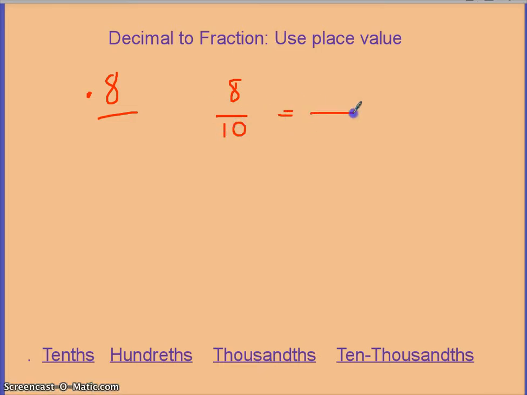And we can simplify that. So you always have to simplify after you change your decimal to a fraction. We can divide both of these by 2. 8 divided by 2 is 4. 10 divided by 2 is 5.